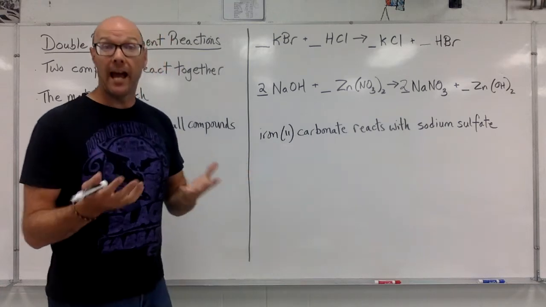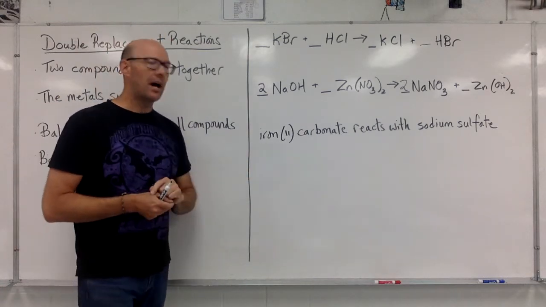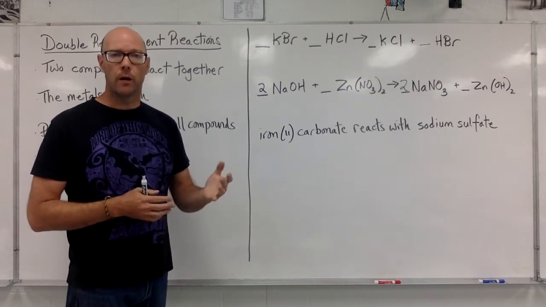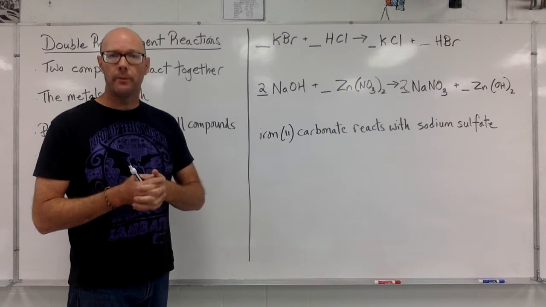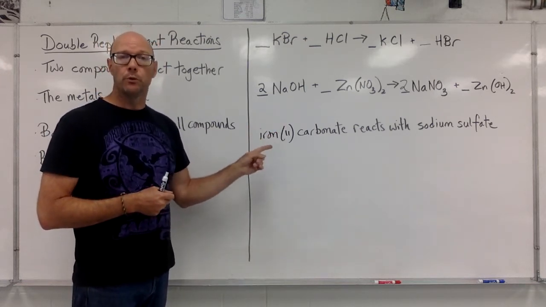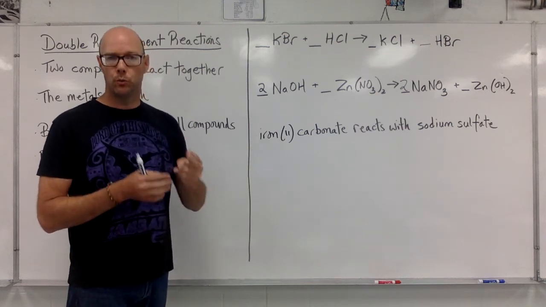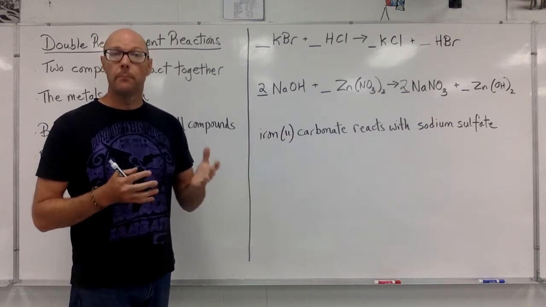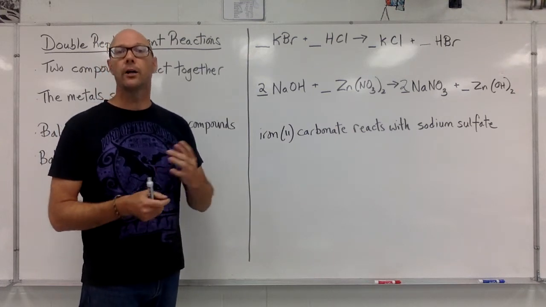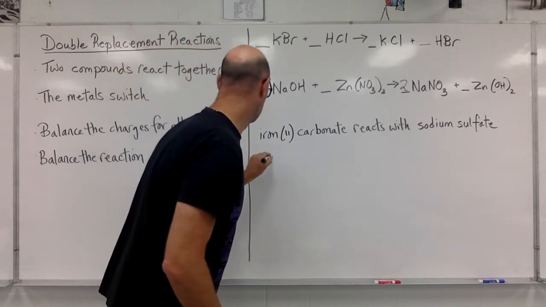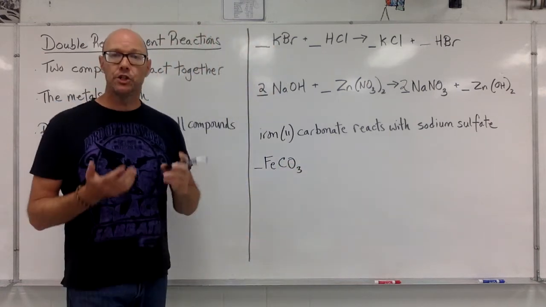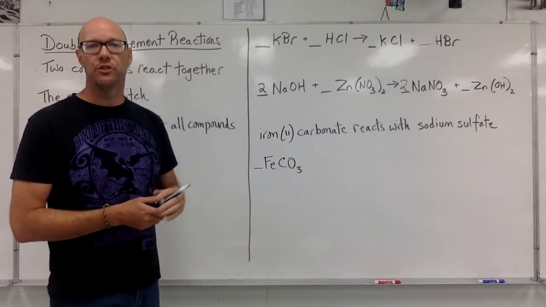Finally, most of the time we're going to have sentences to work with. This one has iron(II) carbonate reacts with sodium sulfate. Iron(II) carbonate, it's iron in combination with carbonate. Let's think about the charge. Iron could be +2 or +3. This Roman numeral 2 lets me know that iron has a charge of 2 plus. Carbonate, when I look it up in the data booklet, has a charge of 2 minus. 2 plus, 2 minus, iron(II) carbonate. One of each, one iron, one carbonate, FeCO3.